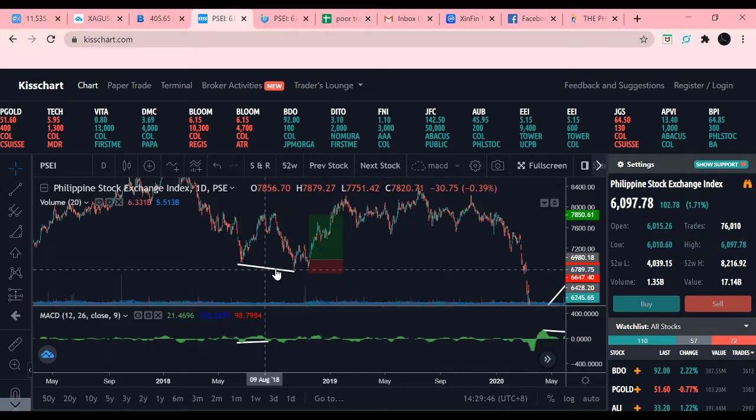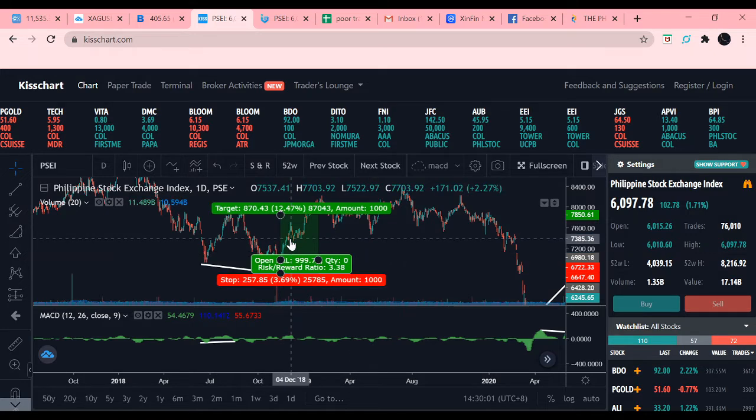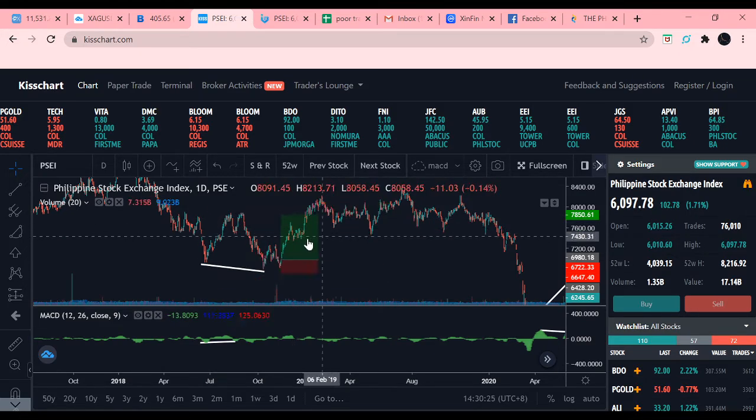Why do I put in an allowance? Because sometimes it closes at the same level as the lowest of that candle. So, I just put in a little possible allowance. That's actually a risk-reward ratio of 3.38. Since my strategy requires a risk-reward ratio of at least 2 before I enter a trade, and 3.38 is greater than 2, of course I'll trade it. Supposedly, I could earn 12.47% if I go long or buy.